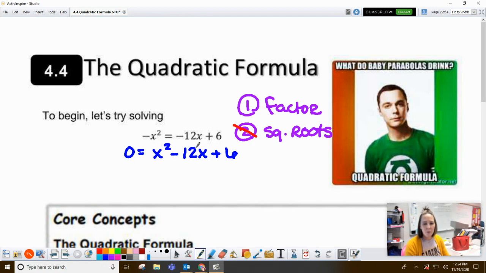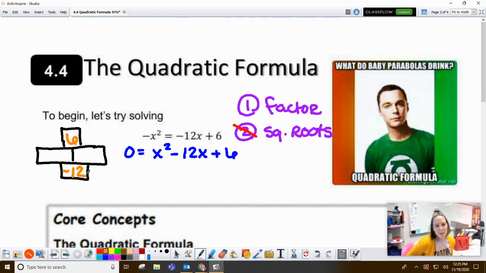Okay, because there are 3 terms and we are trying to factor, we now need to do our puzzle. So remember, our product is the number that's on top, so 6. That would be your A value times your C value. Your sum is negative 12. So I'm looking for factors of 6 that would add up to negative 12. And as far as I can tell, there's nothing that is going to work. So this guy does not factor. Or in the past, we have called that prime.